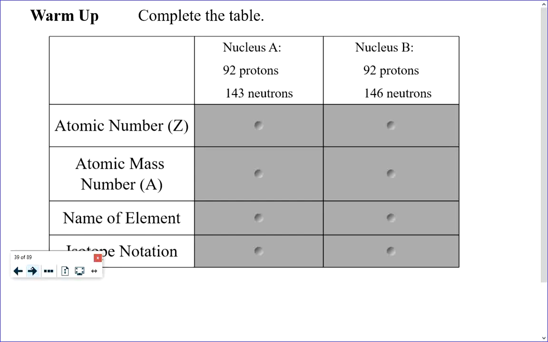So, for example, and we're going to fill in this table together, if I have nucleus A and nucleus B, and nucleus A has 92 protons and 143 neutrons, the atomic number is 92, because it has 92 protons. And by the way, you can immediately locate 92 on your periodic table.